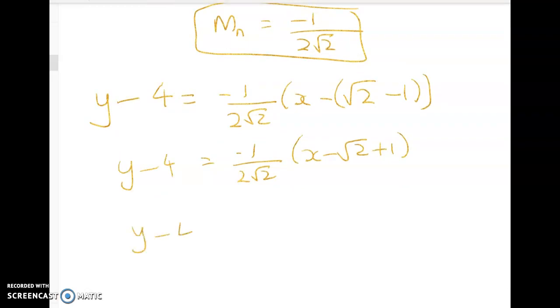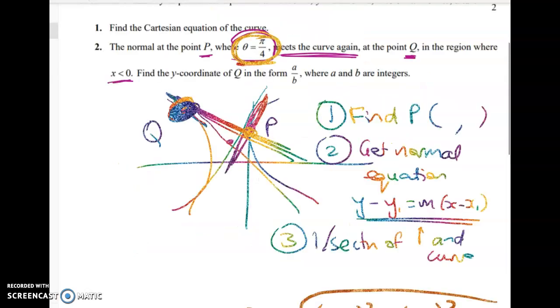Cleaning that up, I get y minus 4 is equal to, what am I going to do here? So I'm going to be a little bit smart about this step for once. I'm going to do x plus 1 minus root 2. So I'm looking ahead when I do that because I know where I'm going from the start of the question, which is that I want to get the normal equation and then I want to substitute, or find the intersection of the normal and the curve.